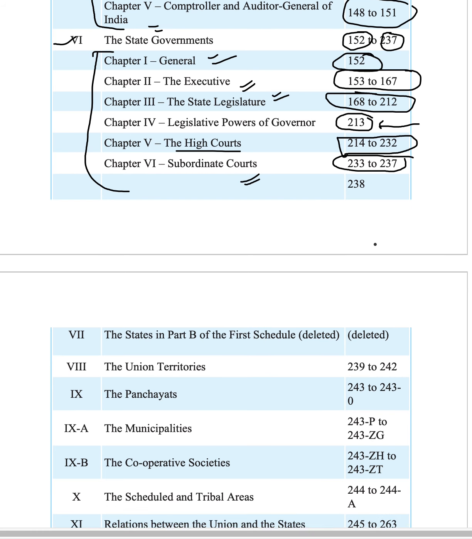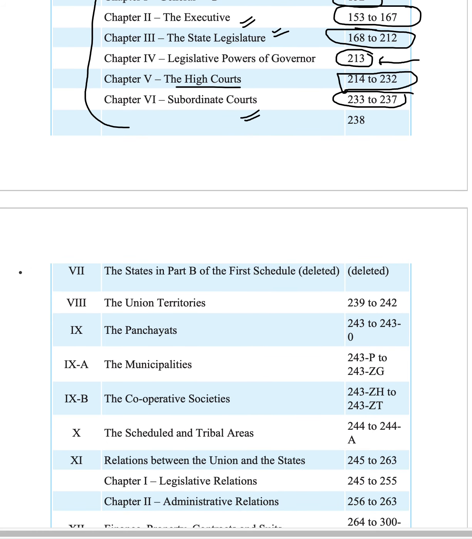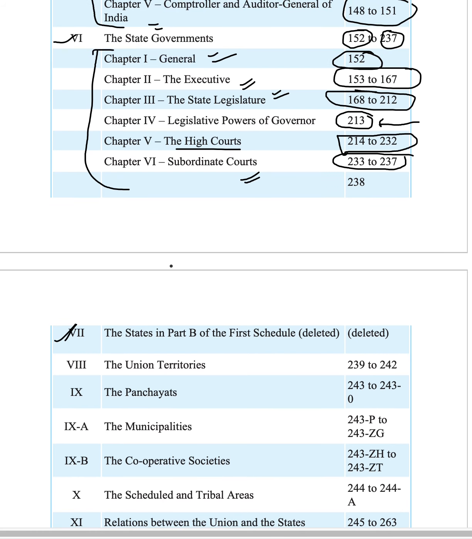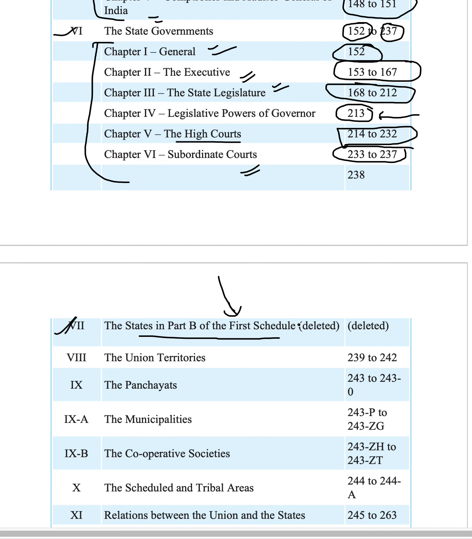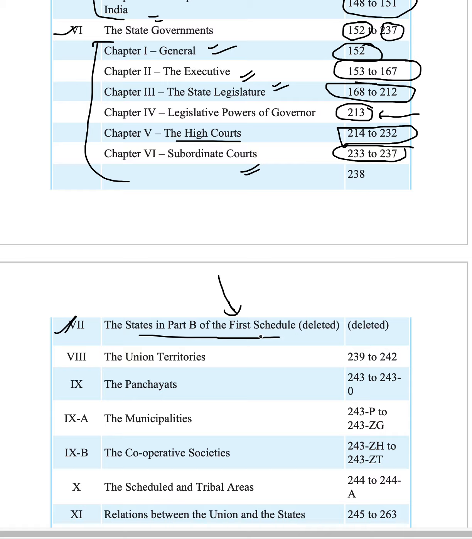As well as here, this particular part 7 has been deleted. These were the states in part B of the first schedule. They were there when our country became independent, so the different states were divided into different schedules and parts. So that is deleted because now that particular division has been abolished.